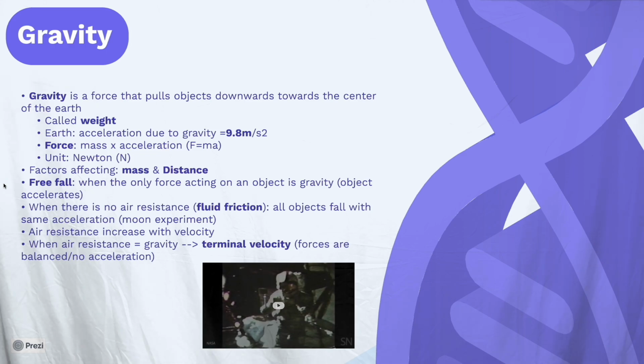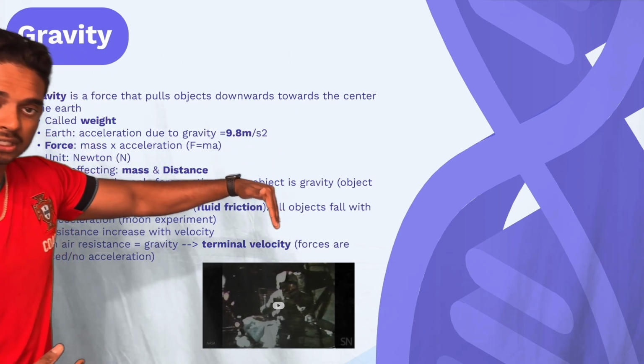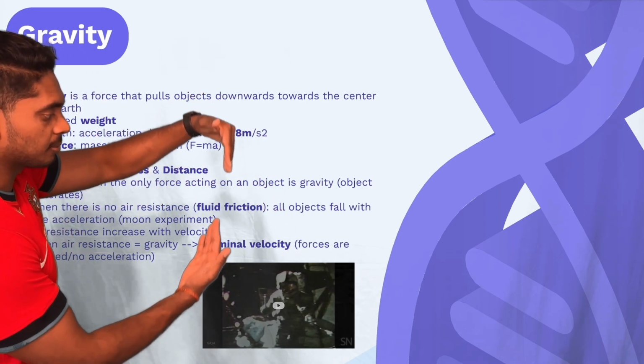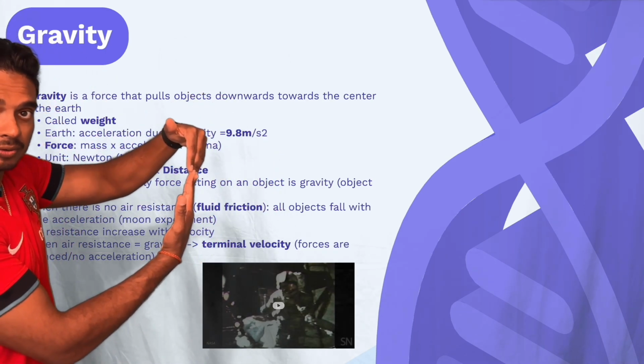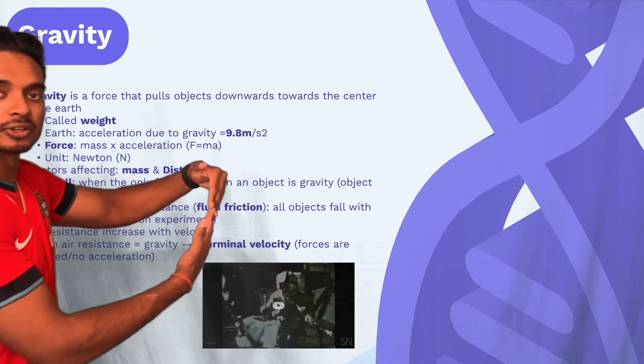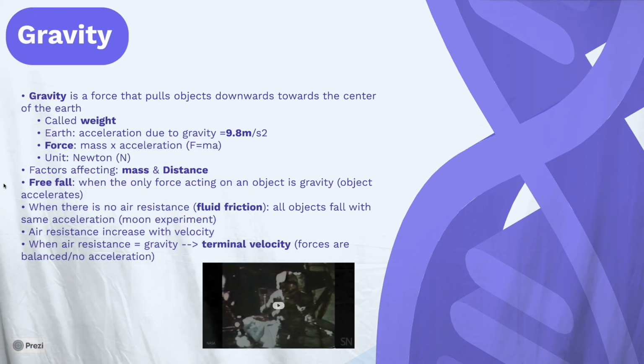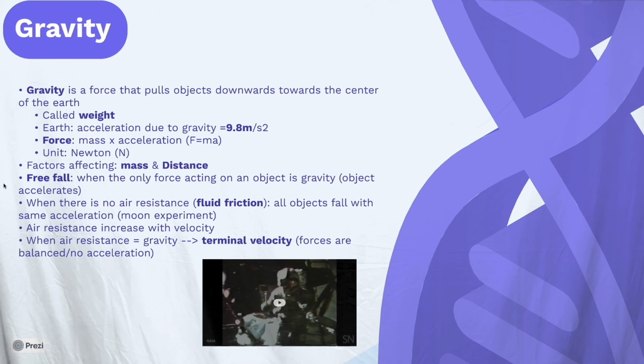When air resistance equals gravity, when something's falling with gravity's force, and it equals the same amount of force of the air resistance, it's called terminal velocity, meaning that's as fast as that object will go. It will no longer go any faster. You've reached its maximum speed.